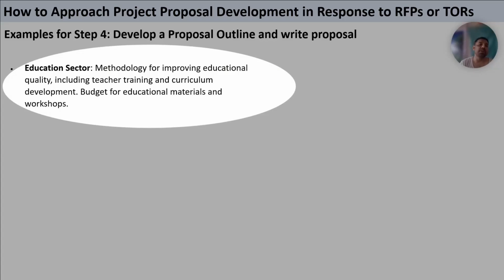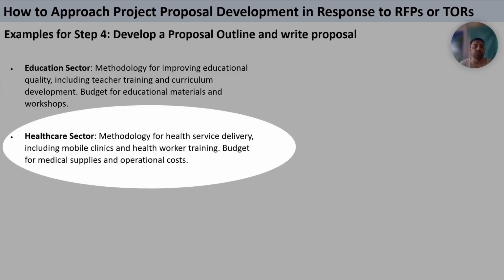For example, in the education sector, we will need to include methodologies for improving educational quality, including teacher training and curriculum development, budget for educational materials and workshops. If it is the health sector, we will need to ensure methodology for health service delivery, mobile clinics and health worker training, budget for medical supplies and operational costs.